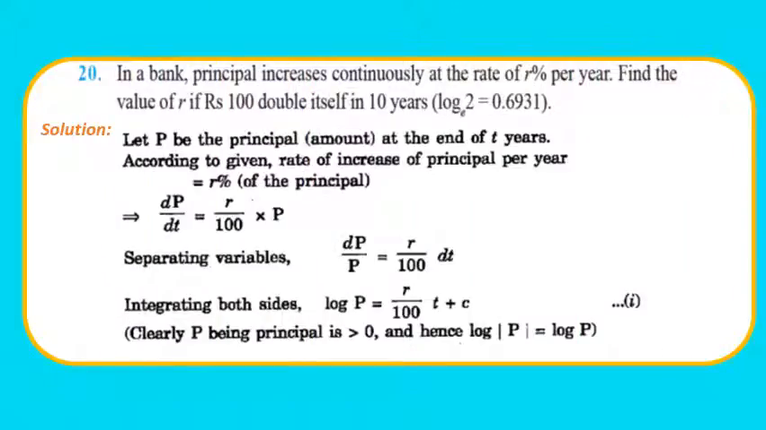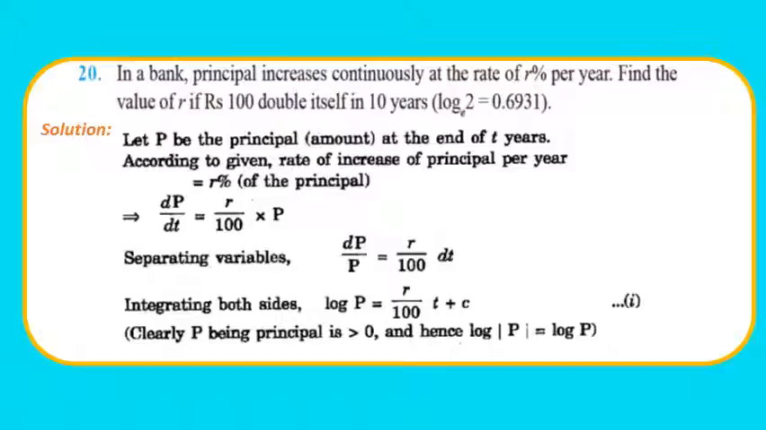Moving to question 20. In a bank, principal increases continuously at the rate of r% per year. Find the value of r if rupees 100 double itself in 10 years. And we have the value of log 2 base e equals 0.6931.